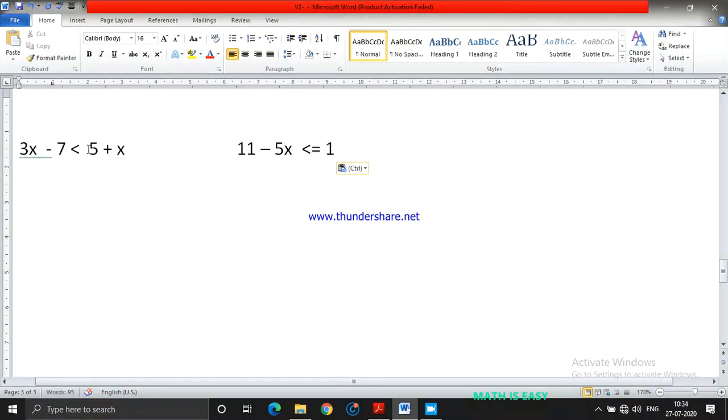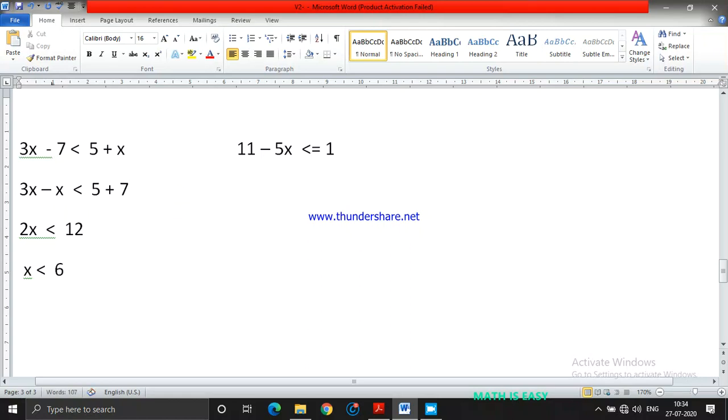Now when I solve it, this is a simple linear inequality in one variable. So you can write this as 3x minus x is less than 5 plus 7. So 3x minus x is 2x is less than 12. So hence x is less than 6. So we got the solution for the first inequality.